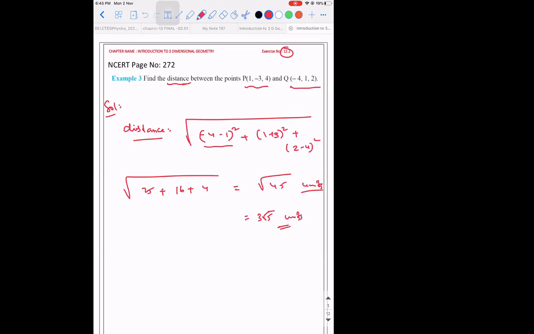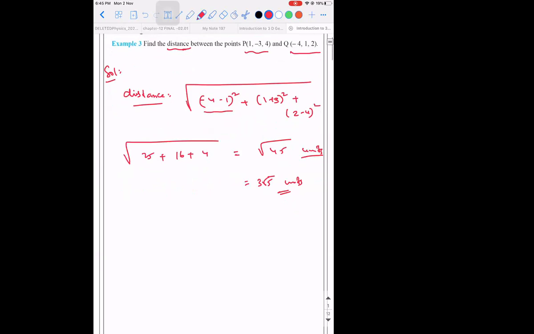Guys, am I clear? Yes, sir. I didn't show you the derivation again because whatever you did for the 2 dimension, you're going to do for 3 dimension. So that's it. It's the same derivation, same right angle triangle, and all the story is the same. Okay. Next.